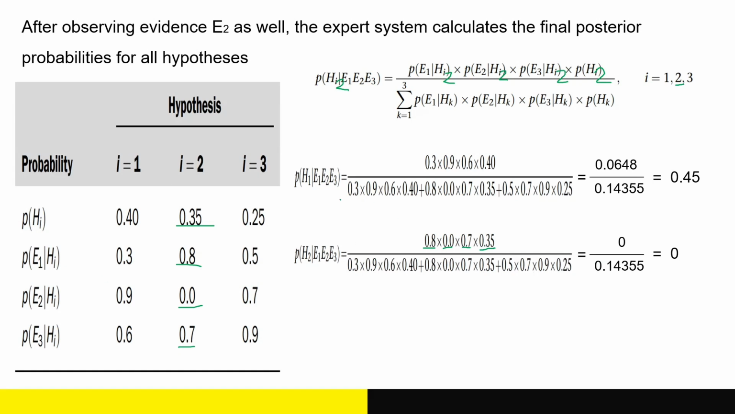0.14355, kasi po same setup or same process lang po kanina. So we just copy this para madali po. So 0 divided by 0.14355 is equal to 0. And then our I now is equal to 3.